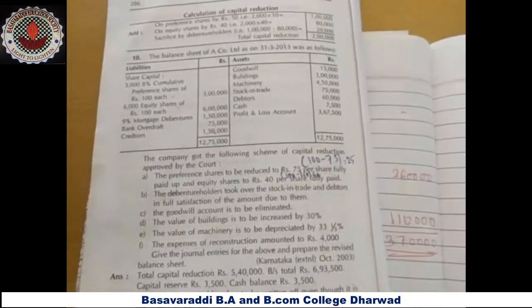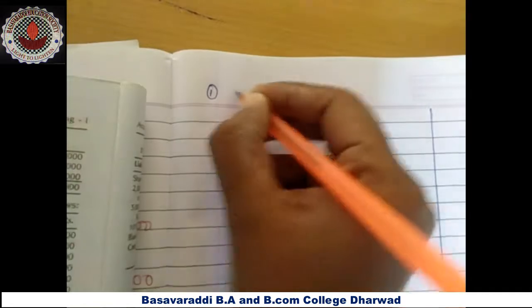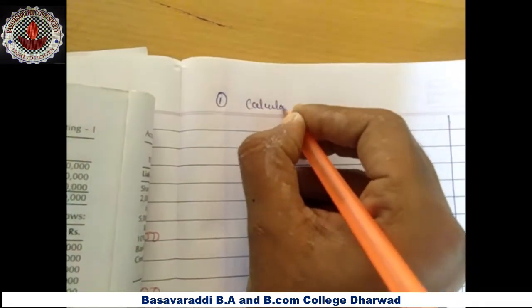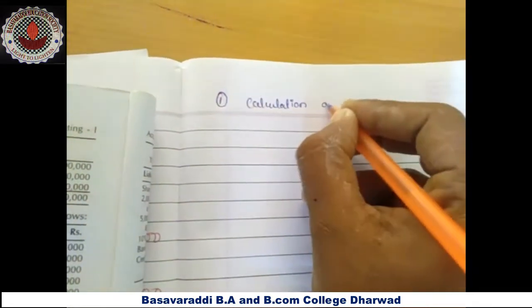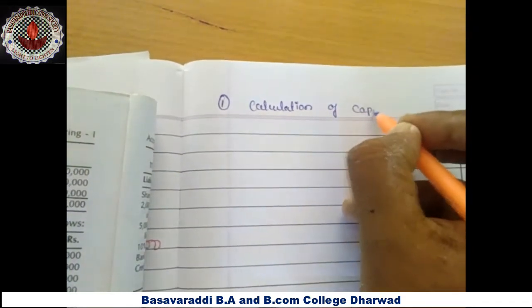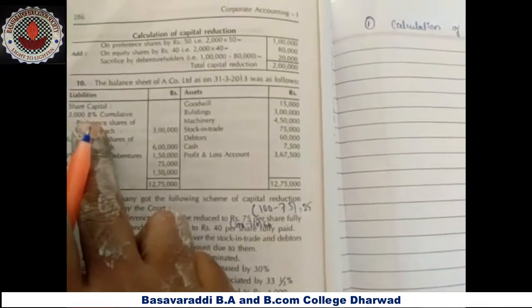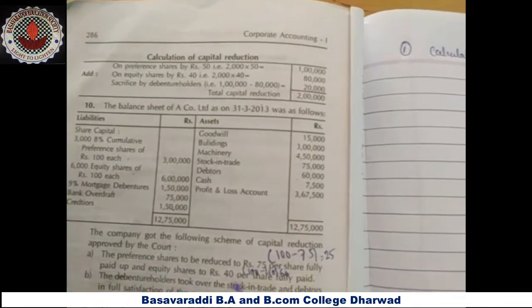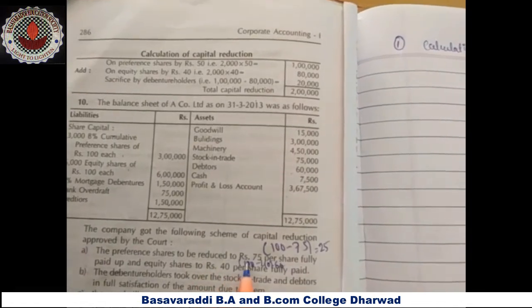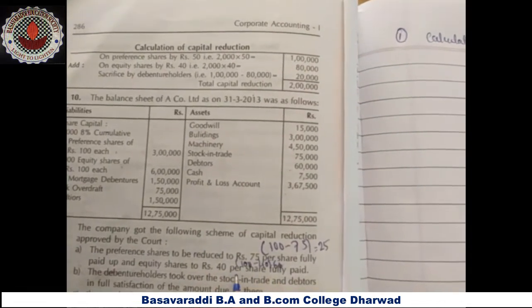How do we do the calculation? Now the first working note, calculation of capital reduction. We calculate the capital reduction. Here, 3,000 8% cumulative preference shares of rupees 100 each, and then it was to be reduced to rupees 75 per share.